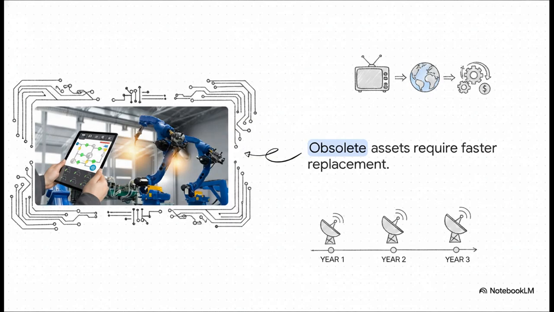Next up is technology upgradation. We all know some industries change at lightning speed, right? Think about telecom and IT companies. The expensive equipment they use today might be completely obsolete in just 2 or 3 years. Because their assets become outdated so incredibly fast, they require frequent and very expensive replacements. So industries prone to rapid technological changes need way higher fixed capital just to stay competitive.